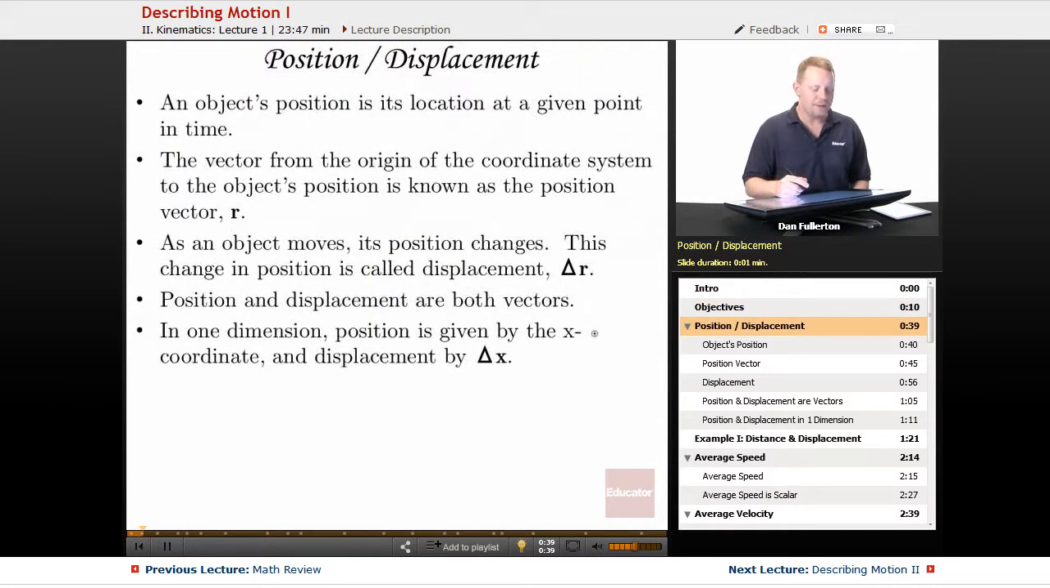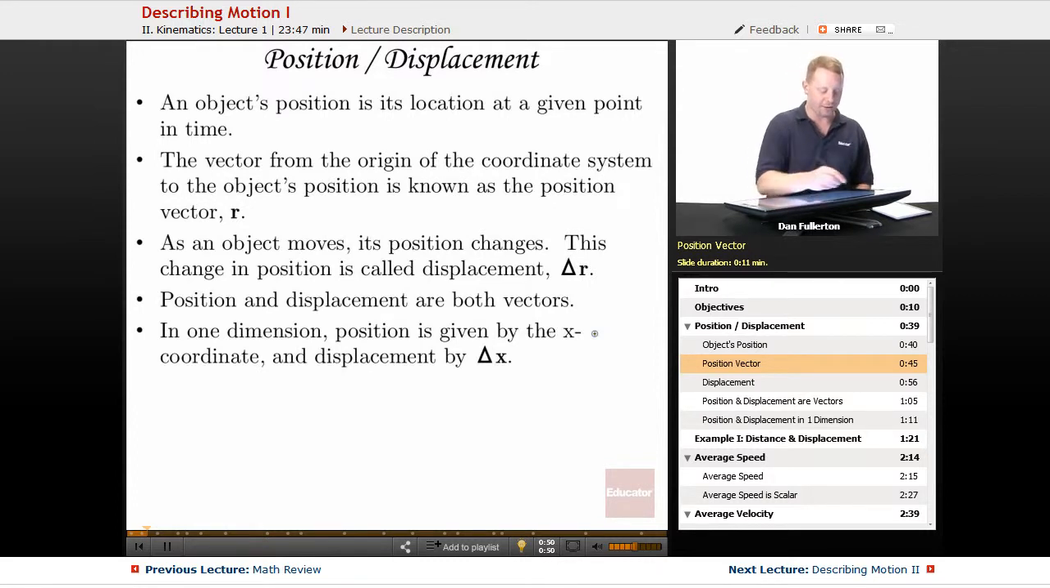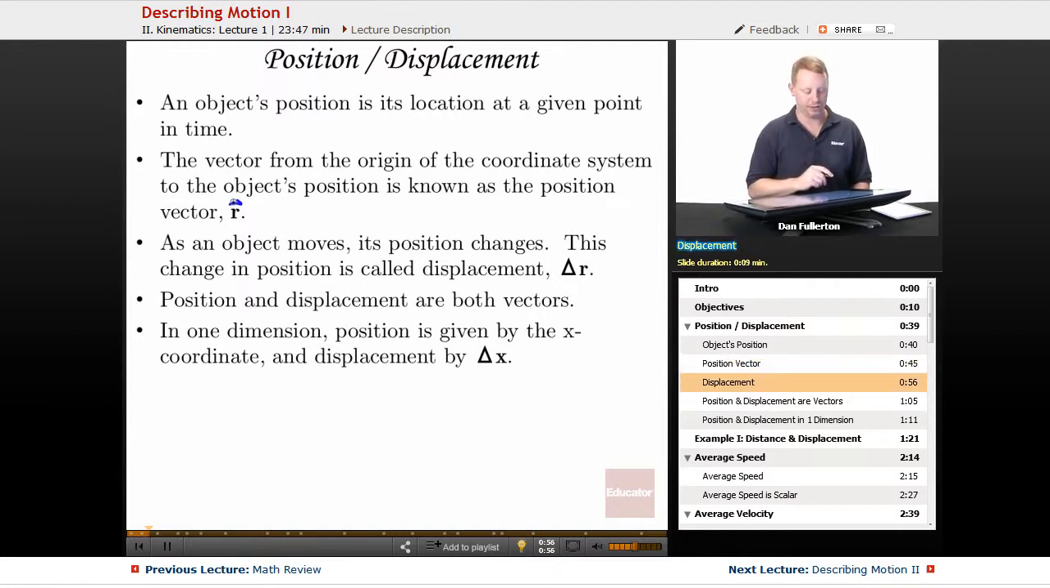So, position versus displacement. An object's position is its location at some given point in time. The vector from the origin of the coordinate system to the object's position is known as the position vector, which is r. Sometimes you'll see it written as s. R and s we're going to use interchangeably in here. As an object moves, its position changes. This change in position is called displacement, delta r, or it could be delta s. Position and displacement are both vectors. They have a direction as well as a magnitude. And in one dimension, position is given by the x-coordinate and the displacement oftentimes written as delta x.